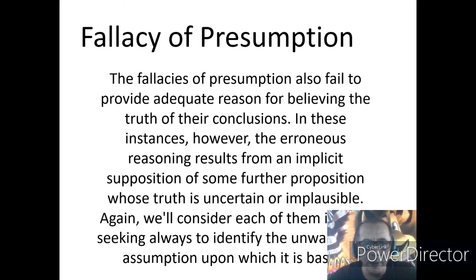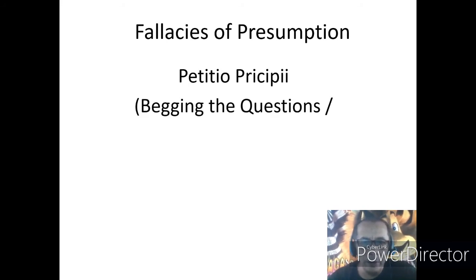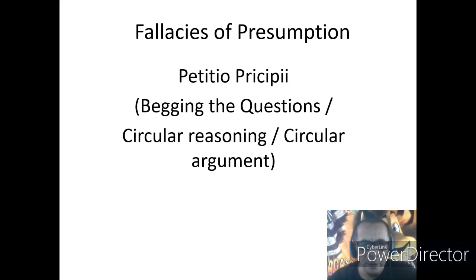Next is the fallacy of presumption. The fallacies of presumption also fail to provide adequate reason for believing the truth of their conclusions. In these instances, however, the erroneous reasoning results from the implicit supposition of some further proposition whose truth is uncertain or implausible. Again, we'll consider each of them in turn, seeking always to identify the unwarranted assumption upon which it is based. Next fallacy of presumption is the petitio principii, or begging the question, circular reasoning, or circular argument.